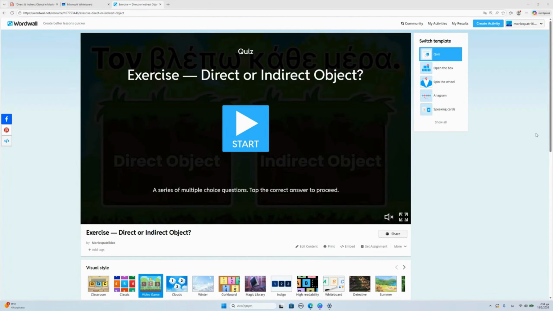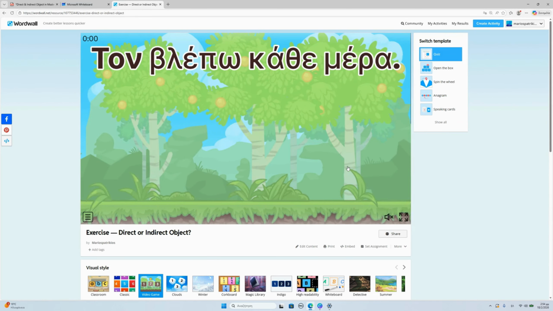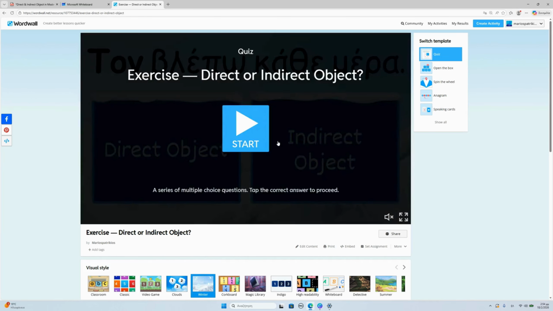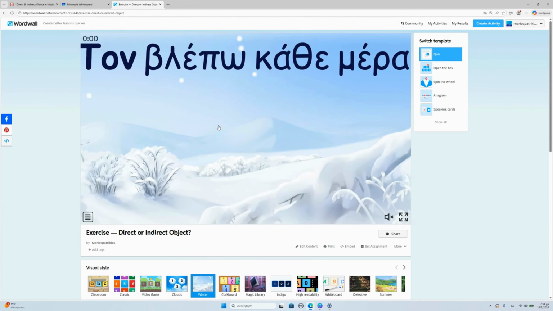So here we are, as promised. Now we are going to do the exercise between the direct and the indirect object. Let's start. It's a very, very simple exercise. We are going to see a phrase and the words that are in bold. We have to choose if there is the direct object or the indirect object. It's better for you if I put another one, maybe this one. I think it's better.